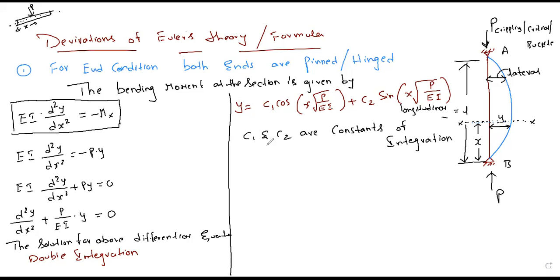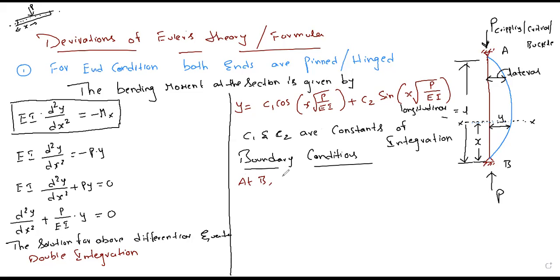So now how to calculate these constants? Those who remember, tell me, what do I have to do for calculating these constants? Boundary conditions. Very good, very good. Boundary conditions. Good, you should have such basics. So boundary conditions. First take the boundary condition at B.